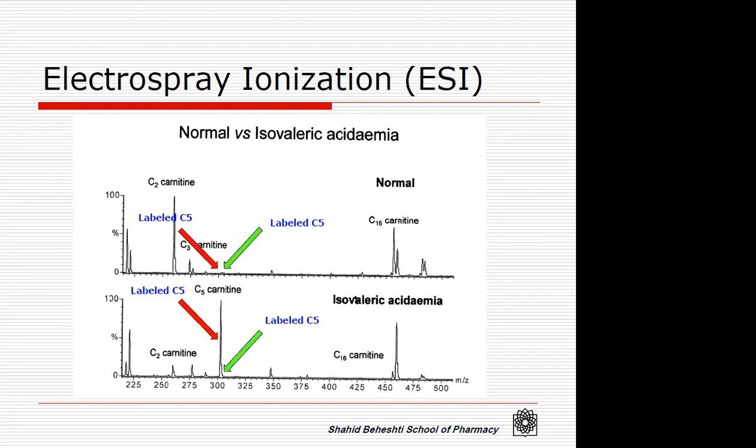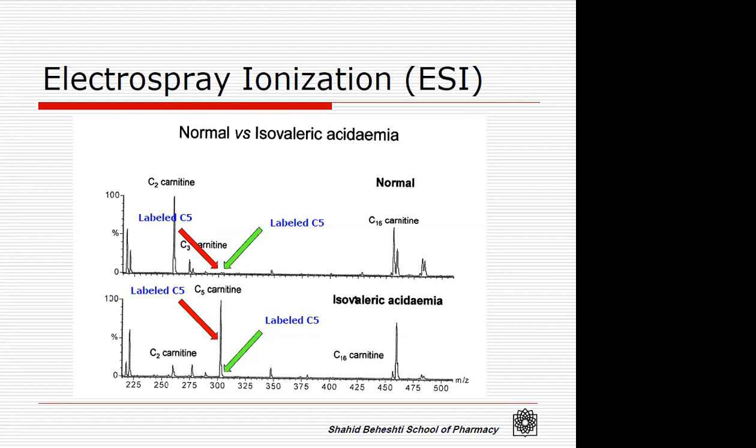I'm sorry, the tags are having a mistake. The red one is the natural C5, and the green one is the labeled C5. On top, you see the two signals are almost nothing. I mean, they have concentrations which are not pathologic, and the natural C5 is smaller than the labeled pathological concentration that I showed you on top.